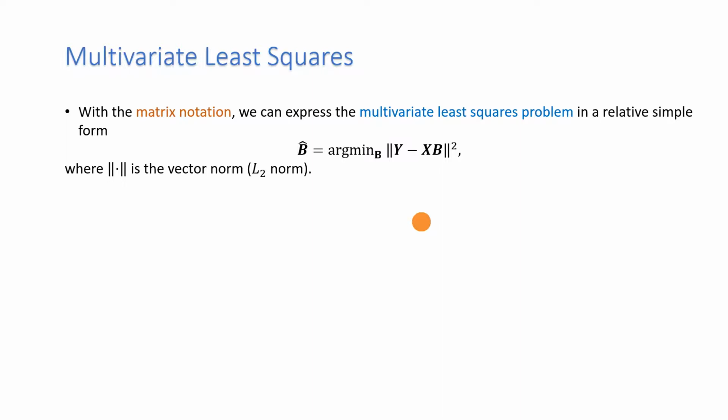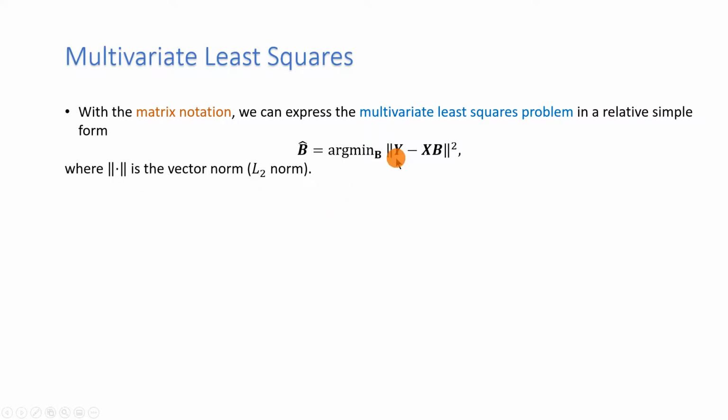And with this matrix form, we can express the multivariate least square problem in a very simple form, right? So what we would like to do is figure out this value b hat, which is a p plus 1 times 1 column vector, the vector that minimizes the residual sum of squares, defined as the L2 norm of y minus x times beta, okay? And this L2 norm is simply defined for a vector, okay?